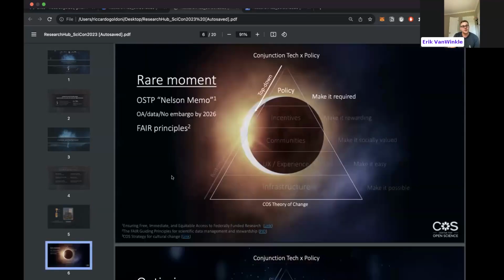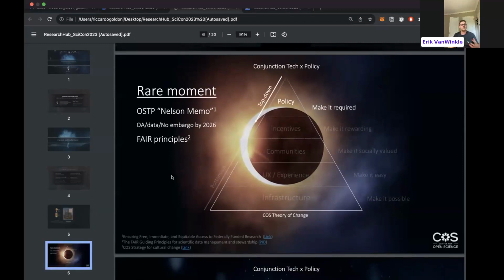So fortunately though, we do have infrastructure that's old. We do have incentives that are wrong, but we have a rare moment in time right now whenever change actually can happen. So the diagram that you're looking at is the Center for Open Science's theory of change. And it basically says that we need change to occur along all 5 different levels of what they view the scientific enterprise as. So starting at policy, then going to incentives, communities, UI, UX, and finally infrastructure itself. And for us to see change, we need both top-down change and bottom-up change happening simultaneously.